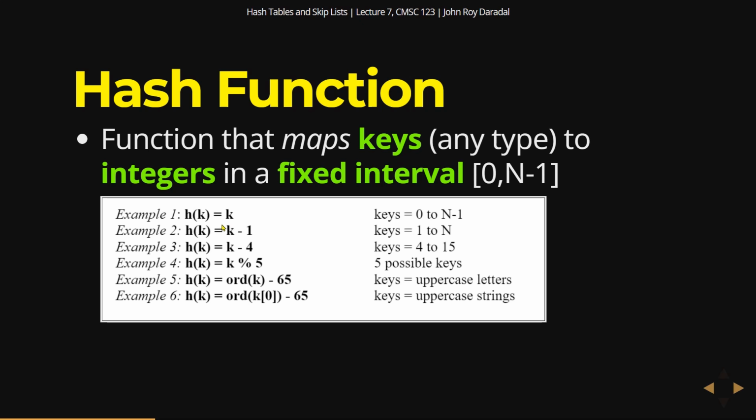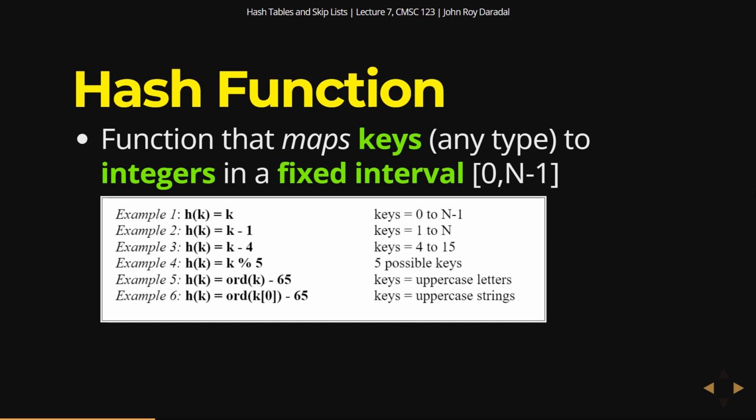In the first example, we just used the key directly, and then in the second example, we transformed it by subtracting 1, k minus 1. In the third example, it was k minus 4, and in the fourth example, it was k modulo 5. And in the fifth and sixth examples, we took the OR of the letters and then subtracted 65 so that it could be placed in this range, right? So that's the purpose of hashing and hash functions.